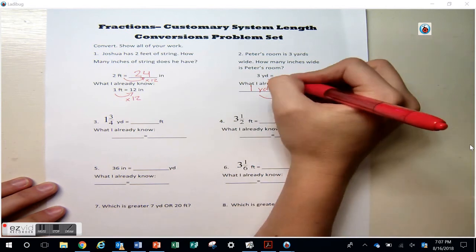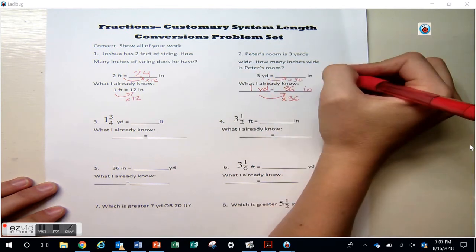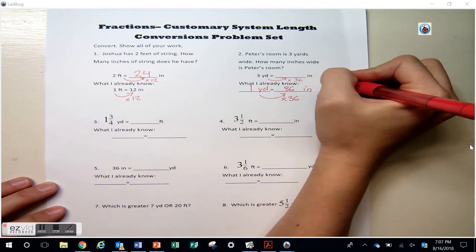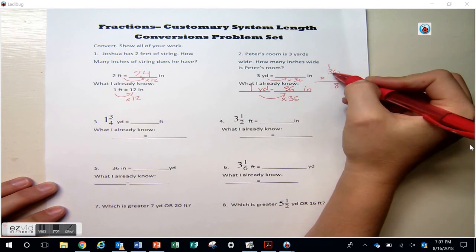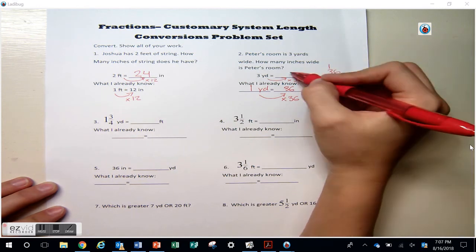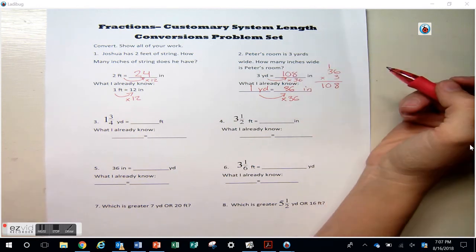Multiply by 36. Let's set up a standard algorithm multiplication for ourselves. 3 times 6 is 18. 3 times 3 is 9, plus 1 is 10. 108 inches.